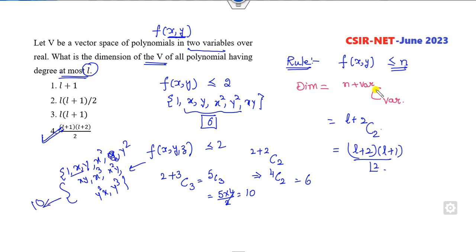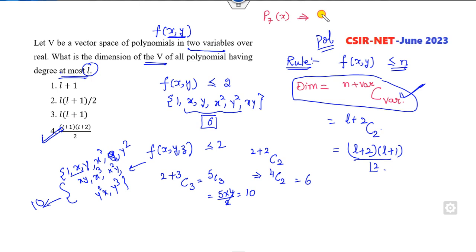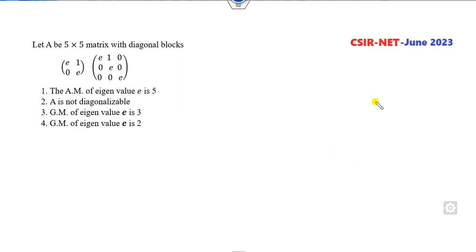So this is the simple formula, you must remember it whenever you have to find the dimension of polynomials of degree less than or equal to n. Accordingly you can solve this question. You can also see, if I say polynomial of degree at most 7 in a single variable, what is the dimension? 7 plus 1, that is 8. And n plus 1 choose 1 is again n plus 1. So this general formula is applicable for finding the dimension of V. I hope this formula will be helpful for you in the coming examination as well.